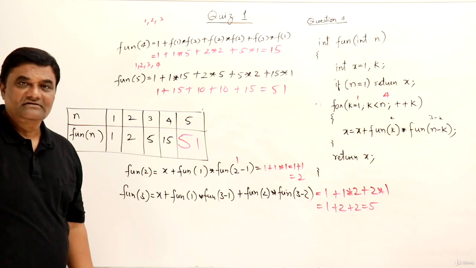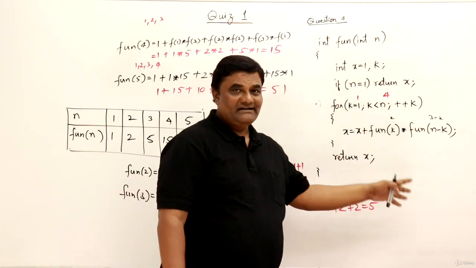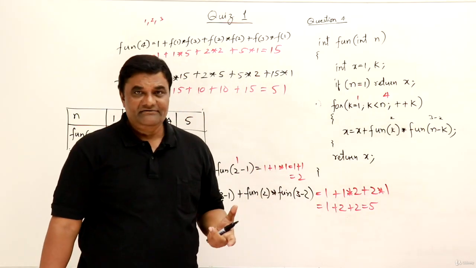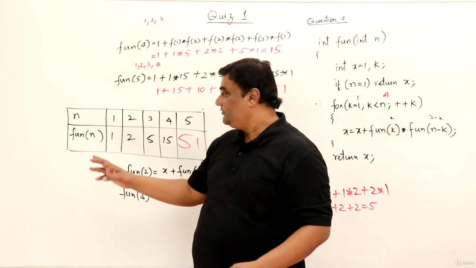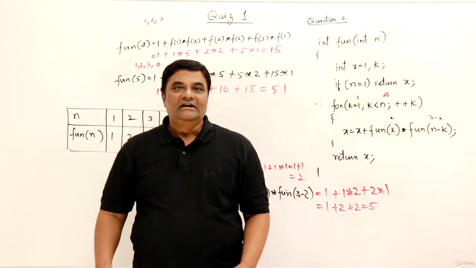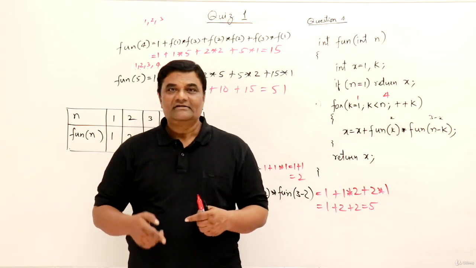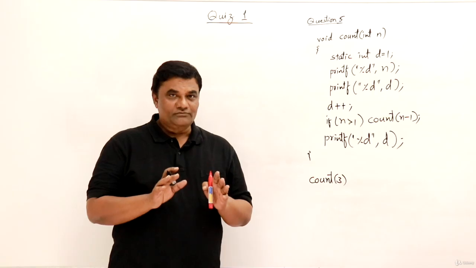This is the answer. The main idea here is that we cannot find the result by expanding it. We have to start finding the smaller values, then we can get this one. So that's all in this question. Now one more question is there. Let us look at the next question in quiz 1.